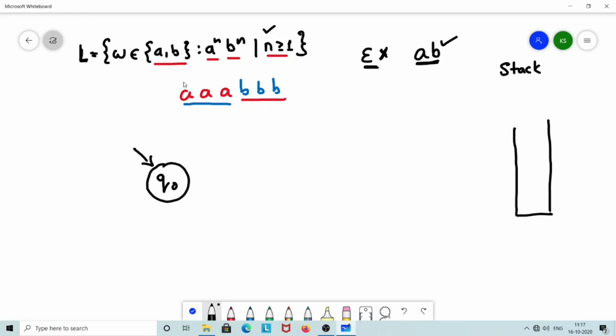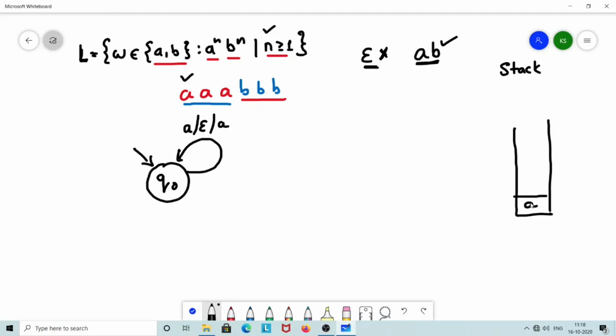Now let us consider this particular example, AAA followed by BBB, and try to design a PDA for this. Being in Q0, upon encountering A, what shall we do? We will remain in the same state, and we have to write a transition, so I'll have a self loop. So Q0 upon A, and what is the content of the stack? The topmost element of the stack is epsilon because the stack is empty. And what do we do? We push A. So after encountering the first A, this will be the content of the stack, right?